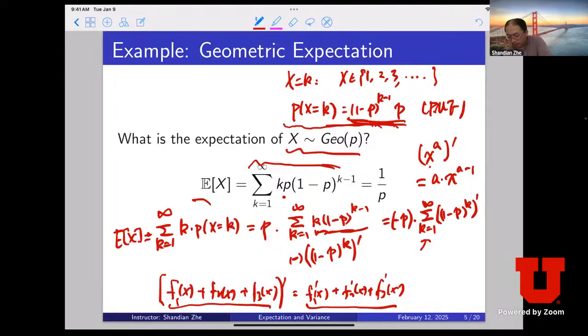That means I can first do a summation from 1 to infinity of (1 minus P) to the power K. I add all of them together, and then I do the derivative with respect to P. Does it make sense? So what's the benefit of doing this? What's the benefit of just adding all these (1 minus P) to the K together and then taking the derivative?